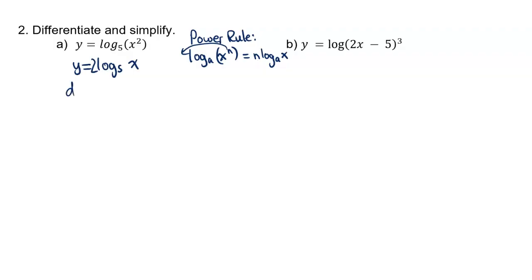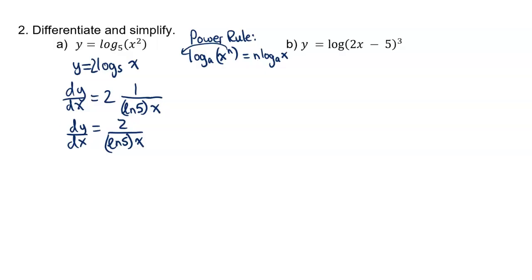Now I can go ahead and differentiate this. When I differentiate this, according to the rule we did earlier, I'm going to get 2, which stays out front, times 1 over the ln of the base, so ln of 5, and then also in the denominator, whatever that log is operating on, so x. I could write that final answer, simplifying a little bit, as 2 over ln 5 times x. And that's our final answer for that derivative.